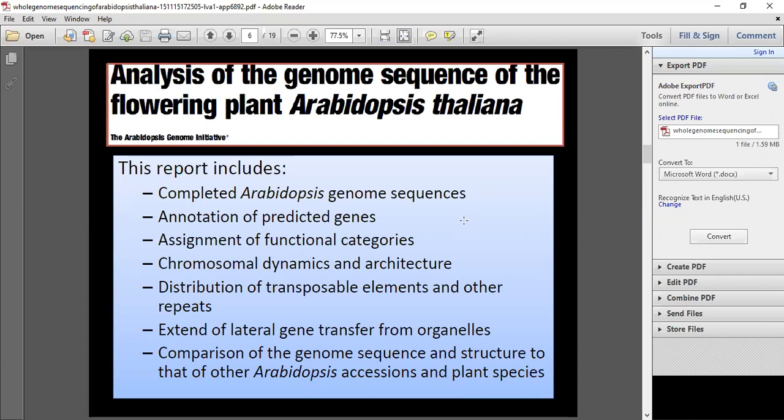Then assignment of functional categories, chromosomal dynamics and architectures, distribution of transposable elements. Okay, so it is also an important part: transposable elements and other repeats, extent of lateral gene transfer from organelle, comparison of the genome sequence and the structure to that of other Arabidopsis accessions and plant species.